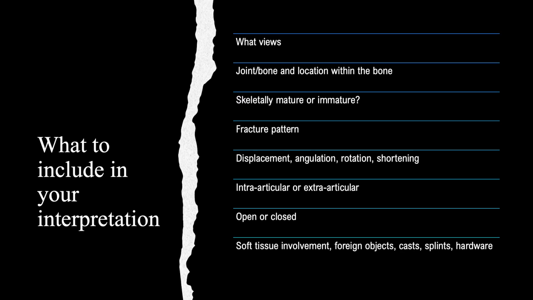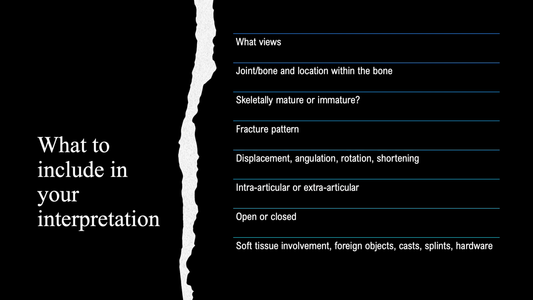Think about it and describe it. And again, I'm going to put this back up here. What views are you looking at? Are there any specialty views? Bones and joints, you're looking at the location within the bone. Laterality: is it the right, is it the left, is it the foot, is it the hand, is it the elbow? And then the location: is it the shaft, is it the base, is it the head, is it the neck? Mature, immature, adult, pediatric, fracture pattern: transverse, oblique, comminuted.